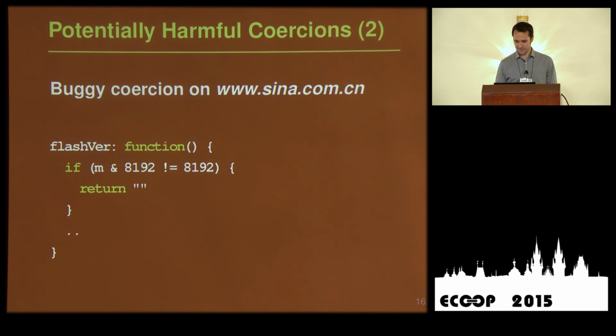Let me think. So we have this. I don't think we have it here. So in the paper we have the pages with the most potentially harmful coercions and with the least percentage of potentially harmful coercions. And I remember there were some porn sites. I don't remember where they were exactly, but if you're curious, you can just look it up.